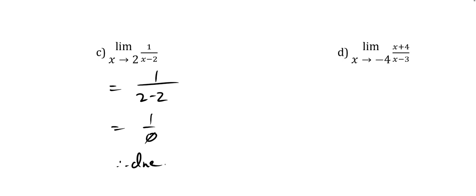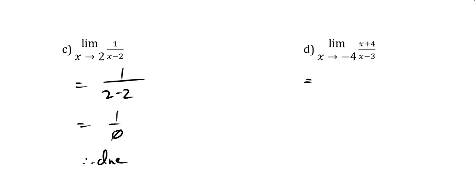And again, anywhere else, if I picked 3 or 4 or 5, then it does exist and I could find it by just subbing in. But it happened to be asking about that one point where the asymptote existed, so it does not exist. What about this next one?